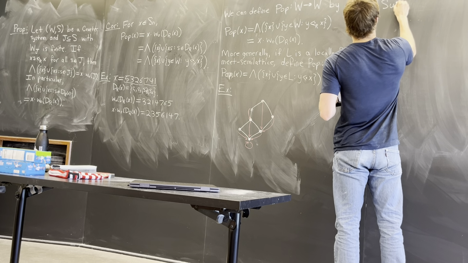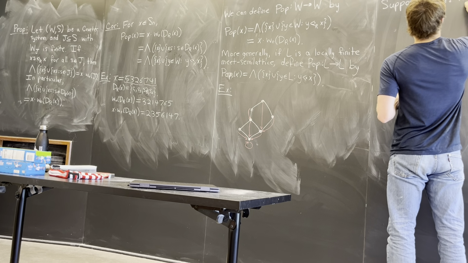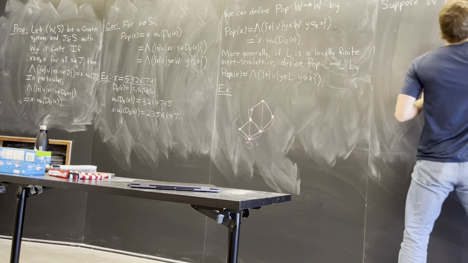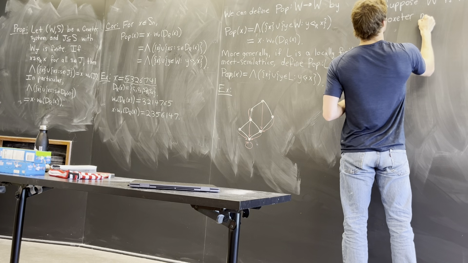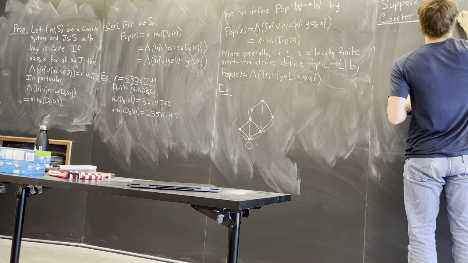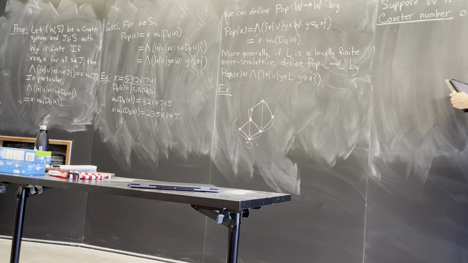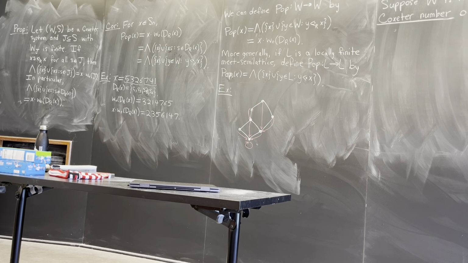So suppose W is finite. The Coxeter number of W is typically denoted by h. It's this number h, which is just 2 times the number of reflections of W divided by the number of simple reflections of W. Okay.